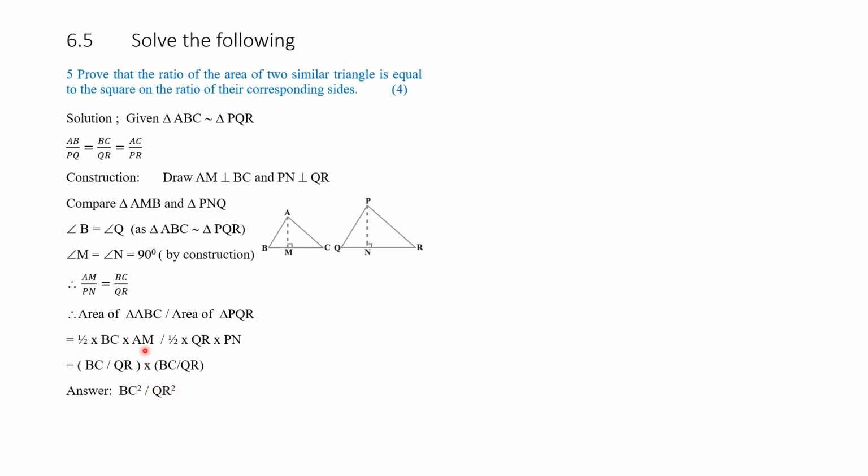Please note here, AM by PN is equal to BC by QR. Therefore, this becomes BC by QR. Hence, BC into BC divided by QR into QR. This is the answer. That is, the ratio of areas of two similar triangles is equal to the square of the ratio of their corresponding sides.